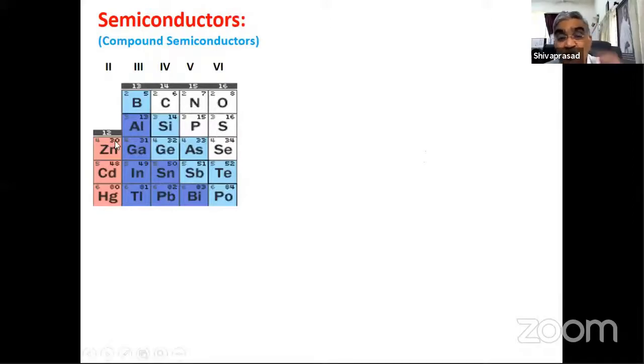So now you can also do the same thing by combining group 2 and group 5 also, group 6 also. Group 2 and group 6, again 2 plus 6 is 8, divided by 2 is 4. So you can make semiconductors.